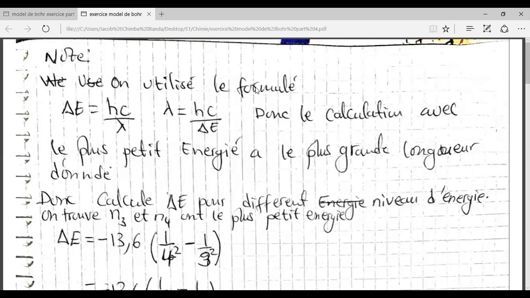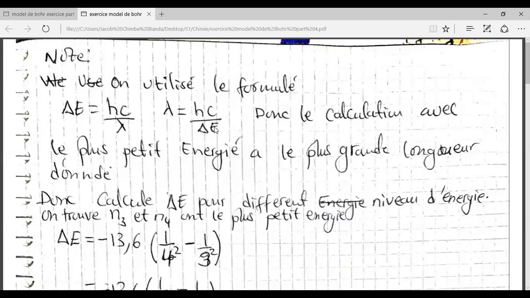So this is according to the fifth question. It was saying calculate the ray which has the highest wavelength. For you to calculate this, there's this formula, so I wrote some things which you have to note. Energy is equal to hc over wavelength. If I make wavelength the subject of the formula, wavelength is equal to hc over energy. You know that hc is constant and energy is the one which you calculate.